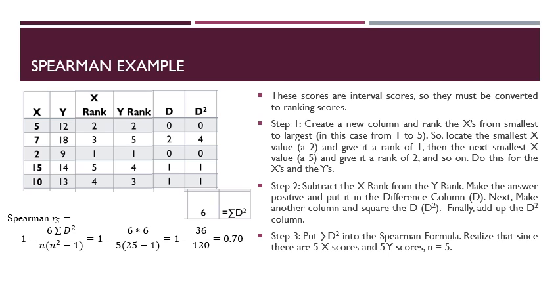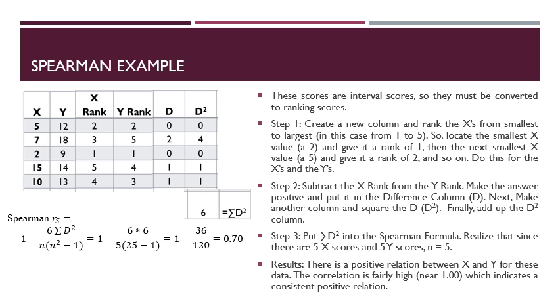You would end up with dots that had a line of best fit going through it that rose from left to right because your answer is positive, and 0.7 correlation means the dots would be kind of close to the line. So the results for this is that there is a positive correlation between X and Y for these data. The correlation is fairly high, near 1, because it is 0.7, which indicates a consistent positive relation.